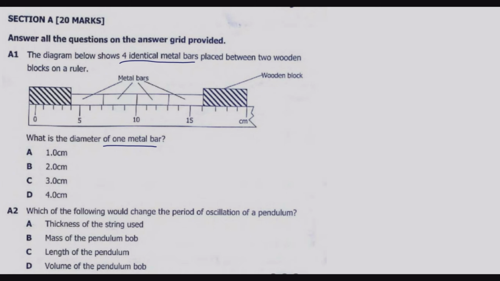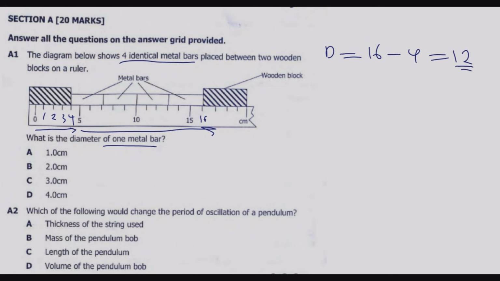So we know from here to here is 5, so meaning each one is 1 unit. So we have 1, 2, 3, then this is 4. If that's the case, then this should be basically 16. So to find the diameter of the 4 identical metal bars is basically 16 minus 4, which is the difference between these two, which gives us basically 12.